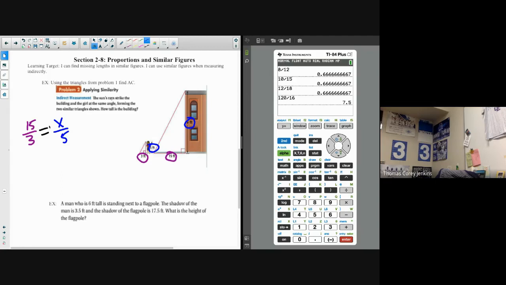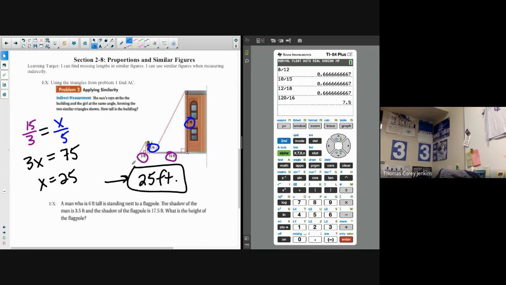That's the easy part. So 3 times x is 3x. 5 times 15 is 75. And then 75 divided by 3 is going to give me x equals 25. That's correct, yeah. And then we want to put it in context, so notice that's all in feet. So the final answer would be 25 feet.